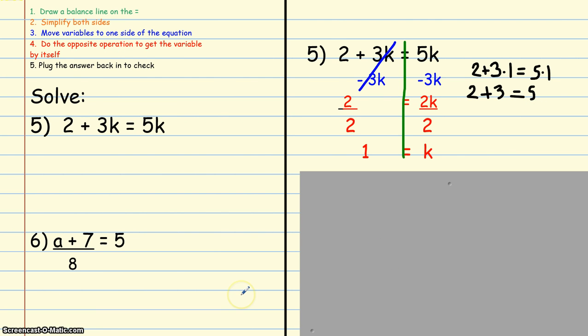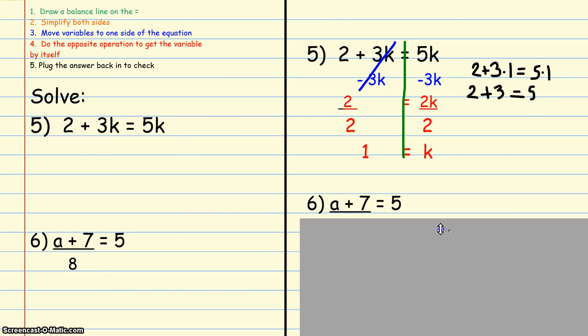Number 6, a little bit different. A plus 7 divided by 8 equals 5. So as we set this one up, let me scroll down a little bit here. Let me draw my balance line. This time, simplifying. We don't have anything to simplify. We can't divide this. And there's nothing on the right-hand side. We only have one variable, so we're going to do the opposite operation.